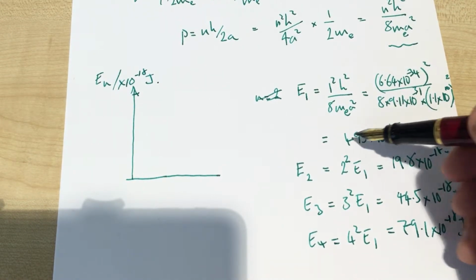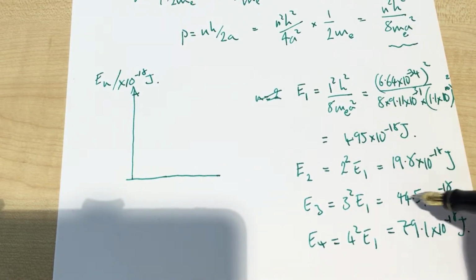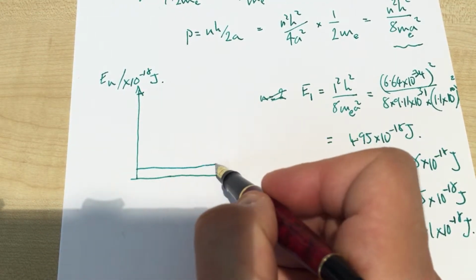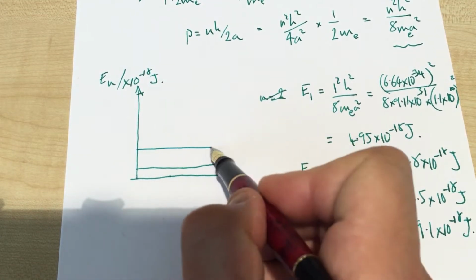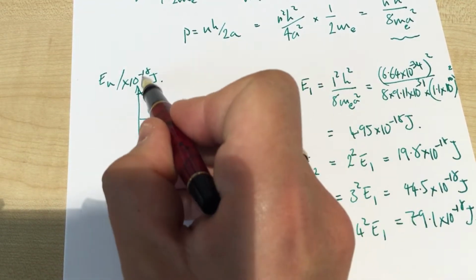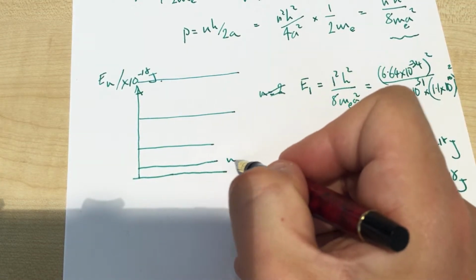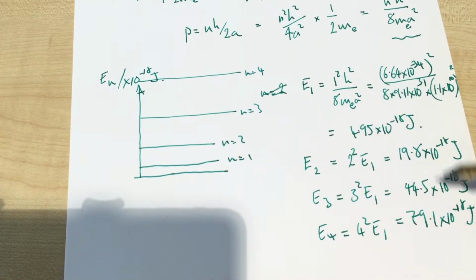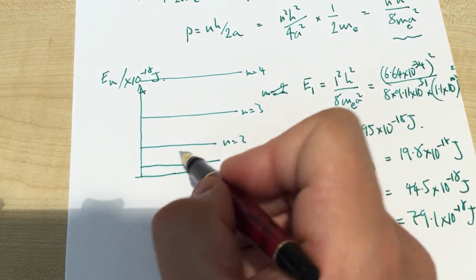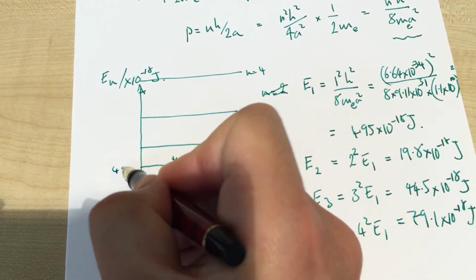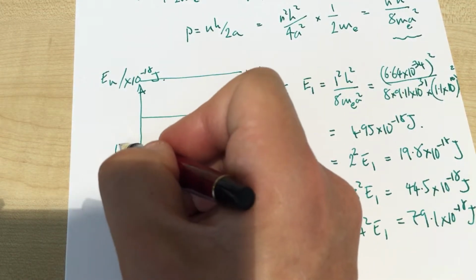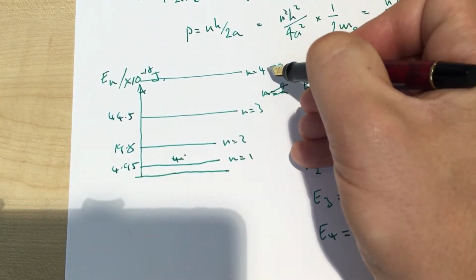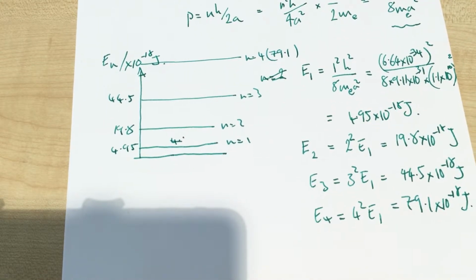So I'm looking for 4, 19, 44, 79. So I suppose that's going to go 4, and the same gap to get 19 is 4 lots of that. Same gap, 44. 79 is going to be somewhere up there, with their associated energy levels. What's this? 4.95, 19.8, 44.5, and 79.1 joules.